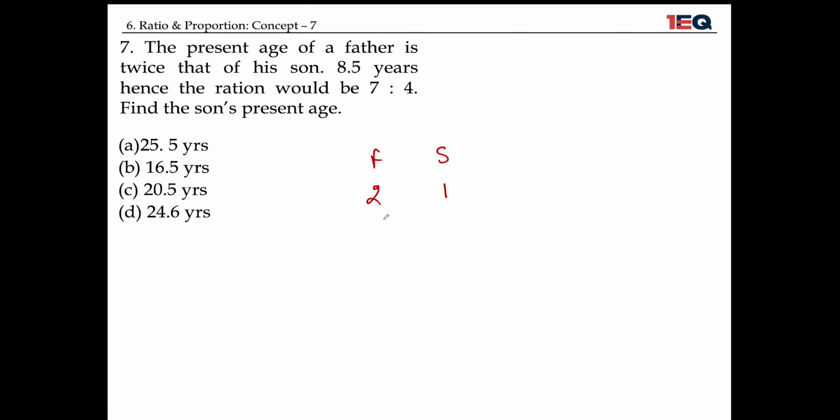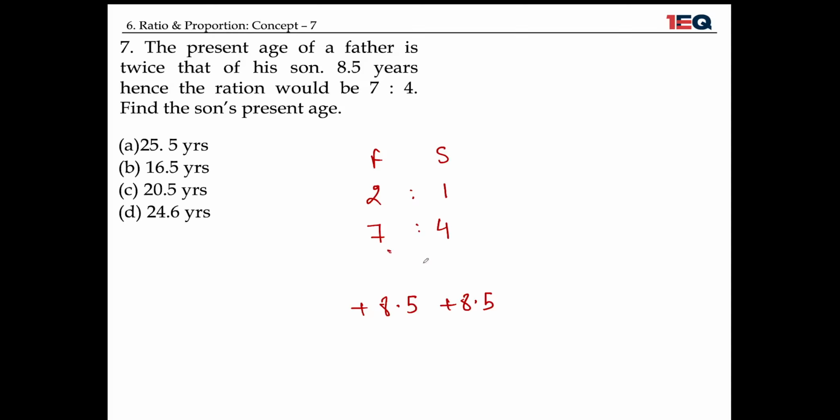Simple. Now 8.5 years hence, it means both of them grew by 8.5 years each. And this is a very natural phenomenon. If time goes ahead, everybody would grow old. The ratio now became 7 is to 4. The reason for the ratio becoming 7 is to 4 was the passing of 8.5 years in the middle.